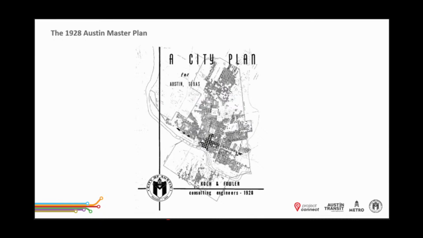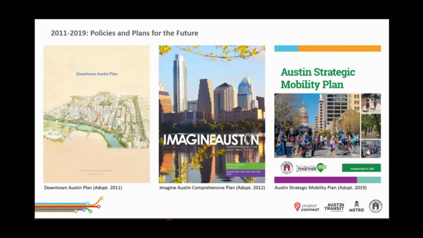Project Connect will be an inclusive and transformative program that will help address these long-standing inequities by connecting people to jobs, education, healthcare, and each other. As we work together to build a transit system that will serve all Austinites, we want to learn from the mistakes of the past and create a city that makes people feel welcomed, respected, and comfortable.